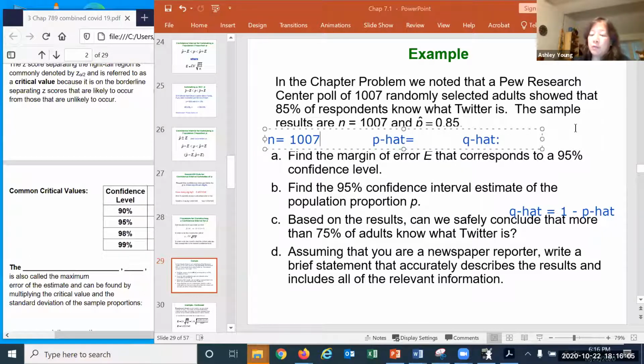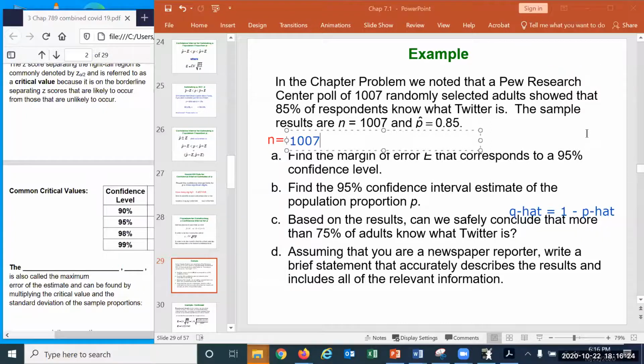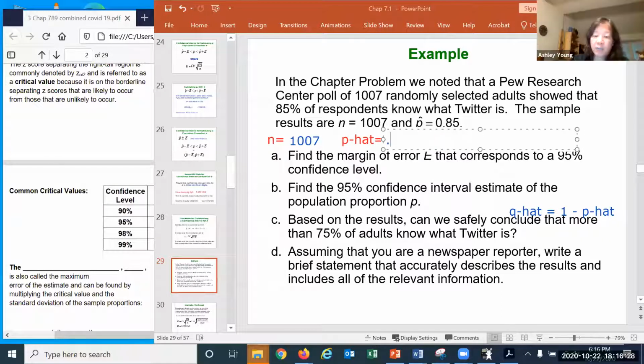Everybody good with that part? So let me do that in a different color. My sample size is 1,007. What is my p hat? 0.85. All right, so everybody, if my p hat is 0.85, chat to me what my q hat is.